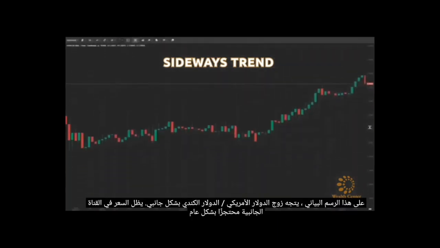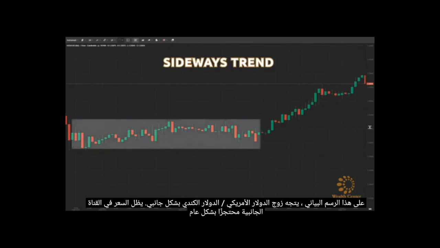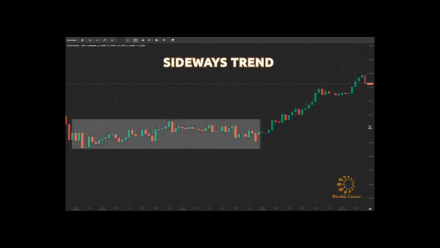On this chart, the USD-CAD is trending sideways. The price in a sideways channel generally remains contained. The sideways trends are often followed by a large upwards or downwards movement.